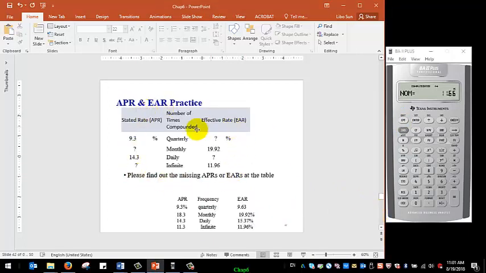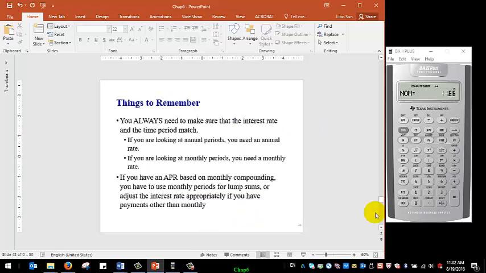Here I want you to practice. I have a few different loans. Some are quoted at APR, some are EAR with different frequency. So here are the solutions, answers. I want to use the financial calculator to find out the missing ones. So let's remember, when we solve multiple cash flow questions, when we have annual frequency, you have to use annual rate. When the cash flow is paid monthly, you have to use monthly rate.